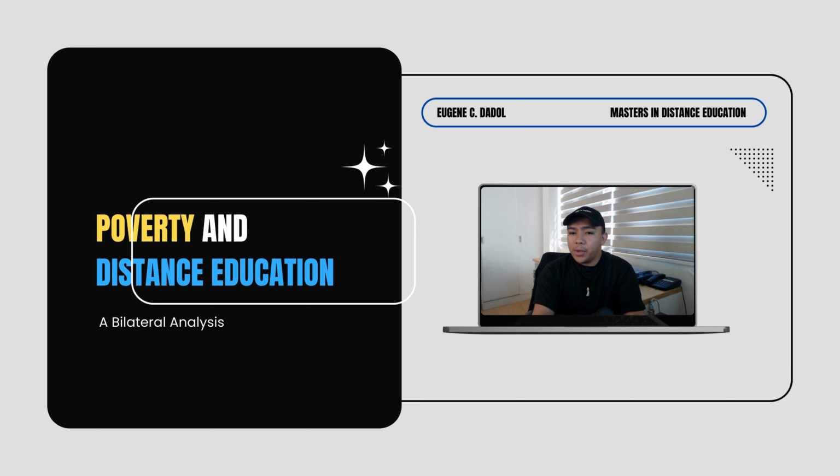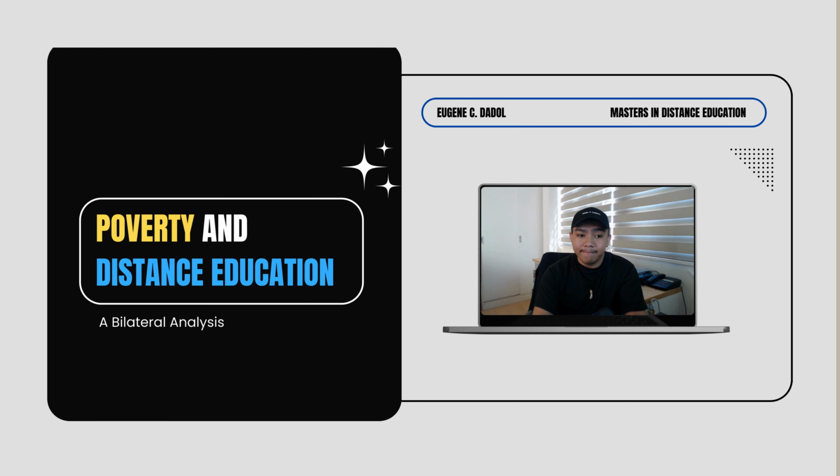For today's video, we are going to talk about another social dimension of distance education, which is its intersection with socioeconomic inequality, aka where is poverty in the picture? So today we shall delve into this complexity of a topic, the intersection of poverty and DE.